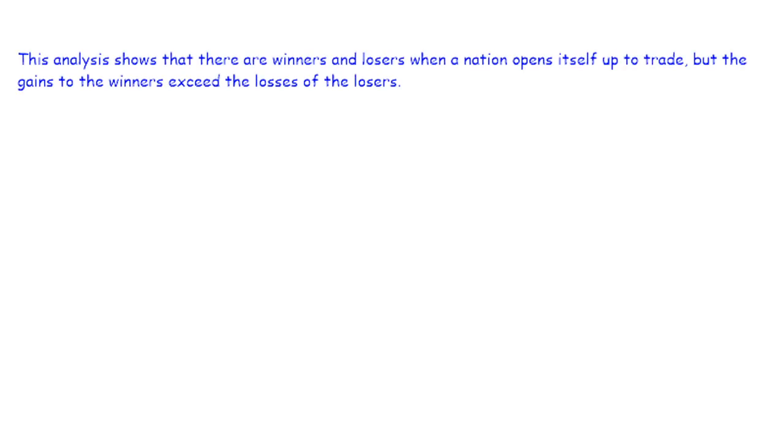Okay? So the analysis shows there are winners and losers, right? Now in this world, we're all winners, right? Everybody's a winner. Get the trophies, line them up. The analysis shows that there are winners and losers when a nation opens up trade. Okay, but the gains to the winners exceed the losses of the losers.